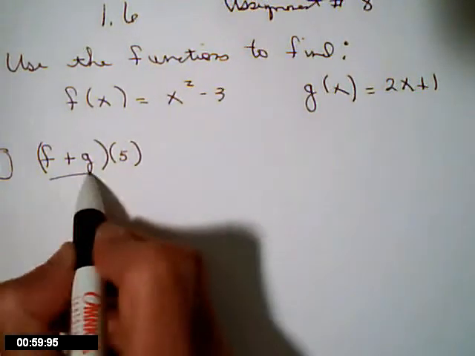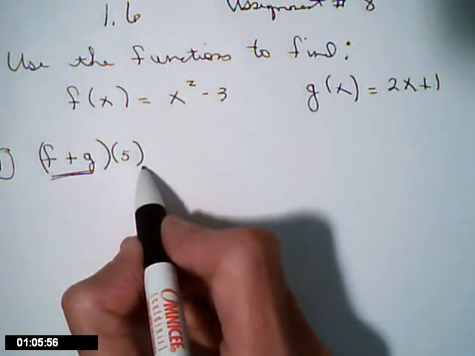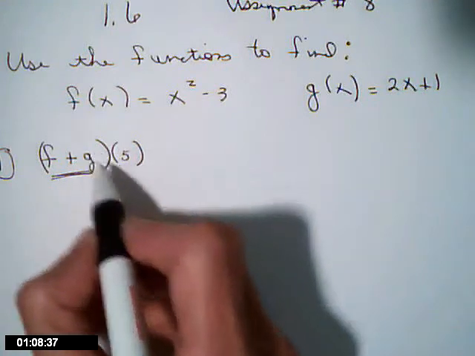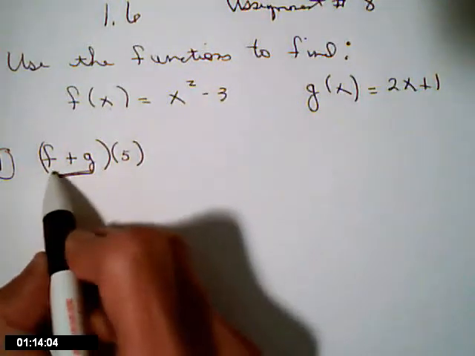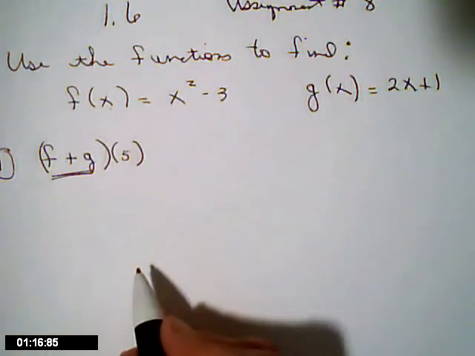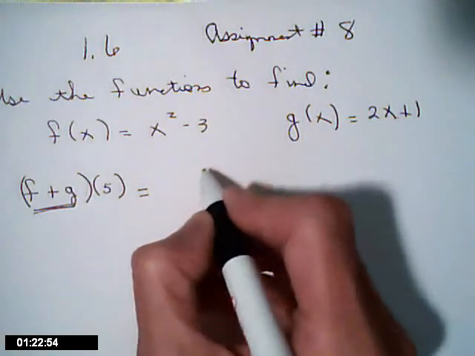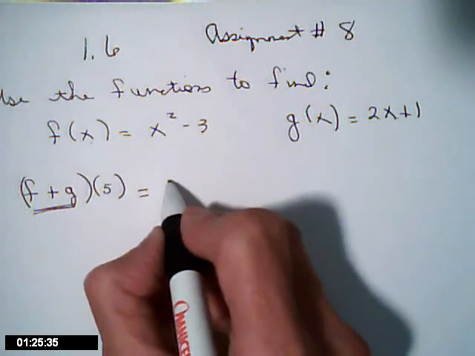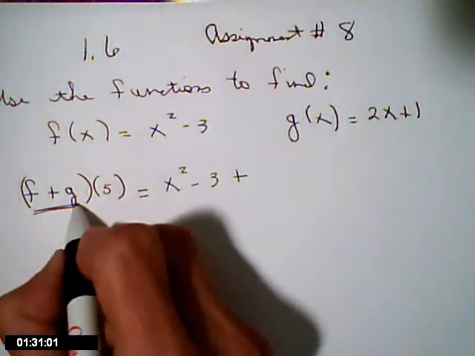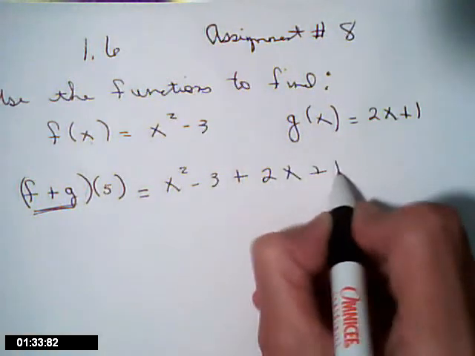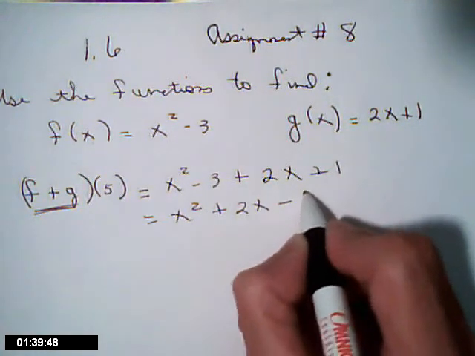In the first one, you notice that this says (f plus g) of 5. This does not mean to multiply by 5. This is the same as saying we're going to take function f, add it to function g, and the new name will be f plus g. You will not multiply by 5. There are two ways to work this. So the first I'm going to do is to take function f, which is x squared minus 3, add it to function g, which is 2x plus 1. That gives us x squared plus 2x minus 2.